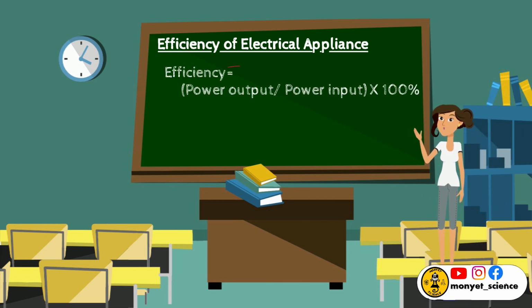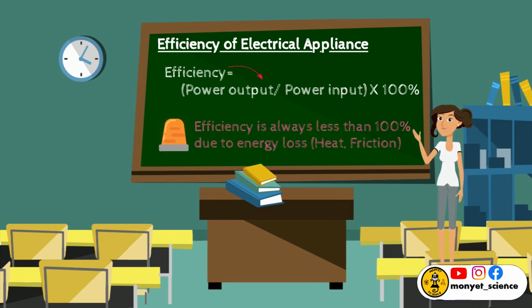The efficiency of electrical appliances. Efficiency is equal to power output over power input times 100%. Efficiency is always less than 100% due to the energy loss, such as heat and friction.